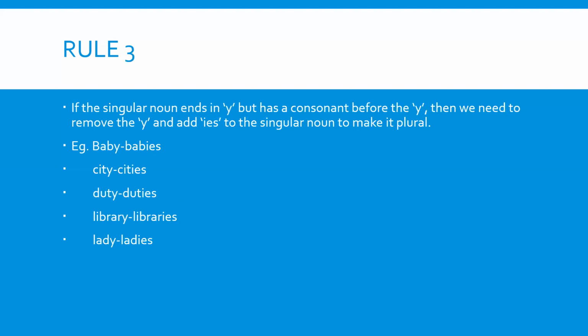Here it is, rule number 3. If the singular noun ends in Y, but has a consonant before the Y, that means any other letter besides the vowels, not A, E, I, O, U, anything else, then we need to remove the Y and add IES to the singular noun to make it plural. Baby would become babies. Look carefully, B-A-B-Y, and there is a B before the Y, a consonant. Therefore, remove the Y and add IES. City would then become cities, duty, duties, library, libraries, and lady, ladies.